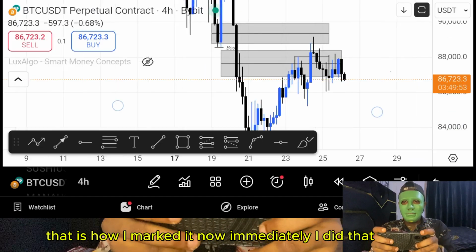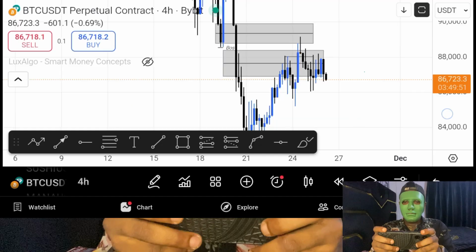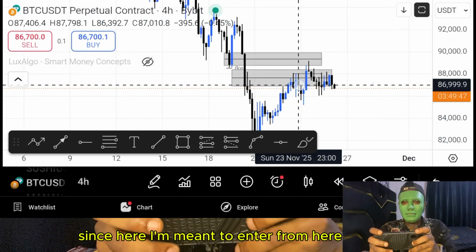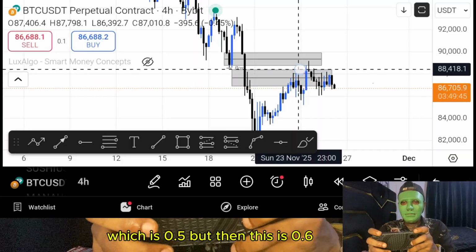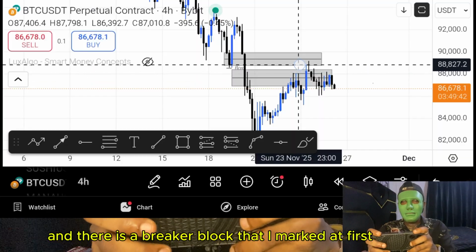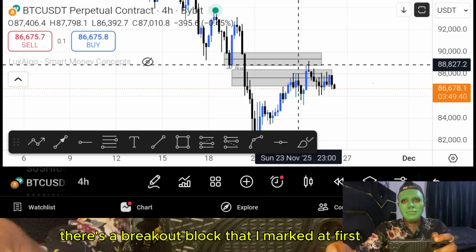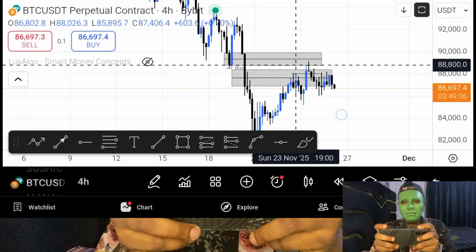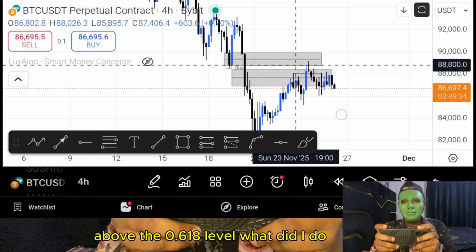Now, immediately I did that, I noticed that there is a breaker block. Since here I'm meant to enter from 0.5, but then this is 0.6, and there is a breaker block that I marked at first, just right above the 0.618 level.